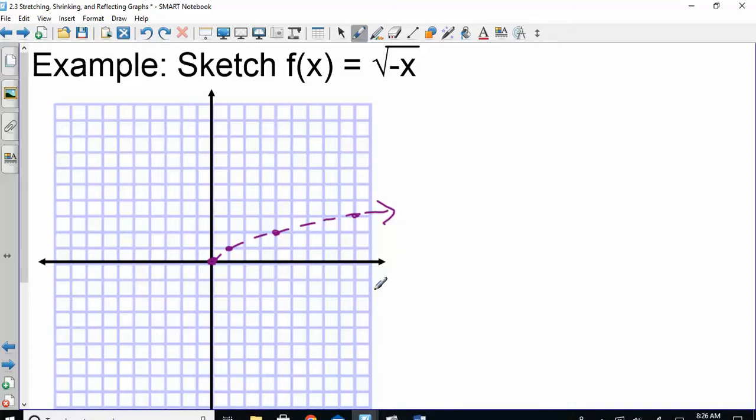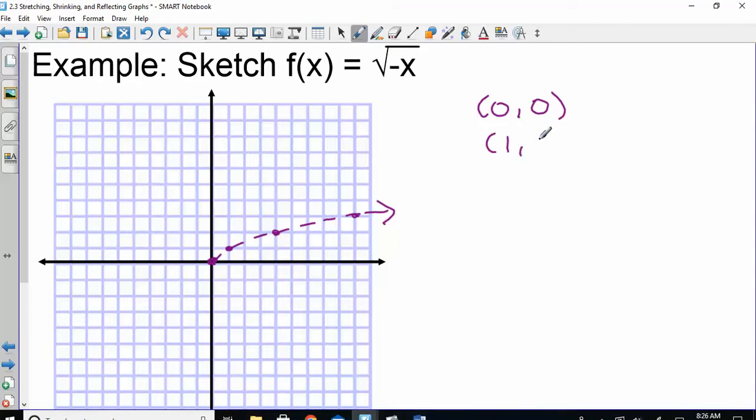Isn't that going to be imaginary? Well, you're going to do the opposite of what you plug in. It's just going to go the opposite direction because you changed the x. If you do the opposite of a negative, it's positive. Oh, it becomes positive.